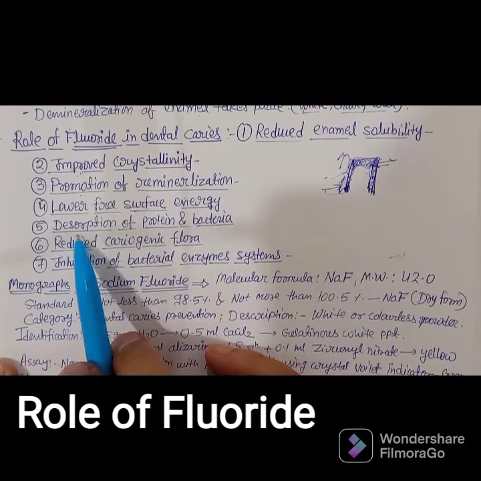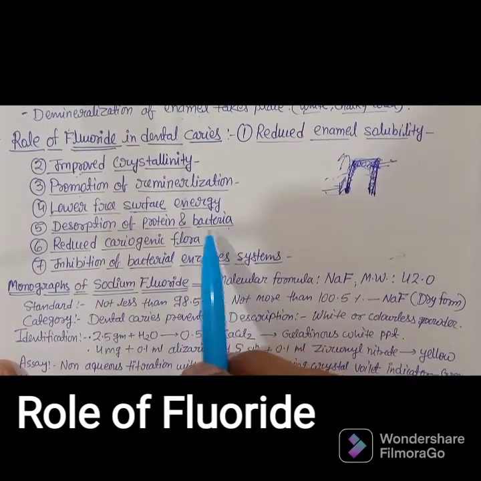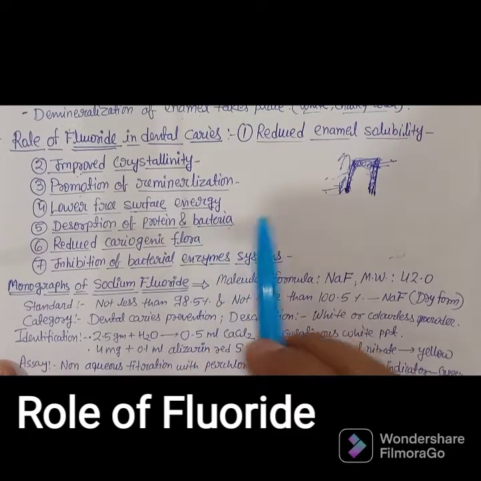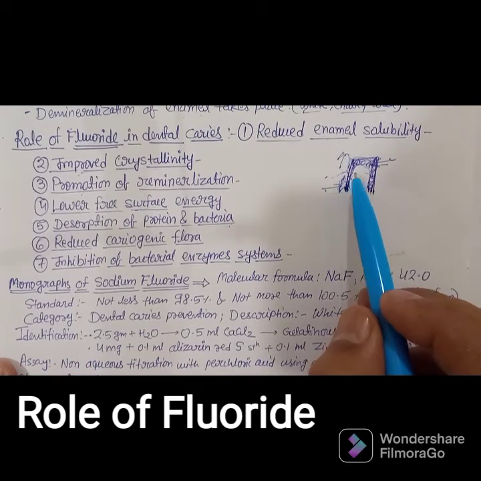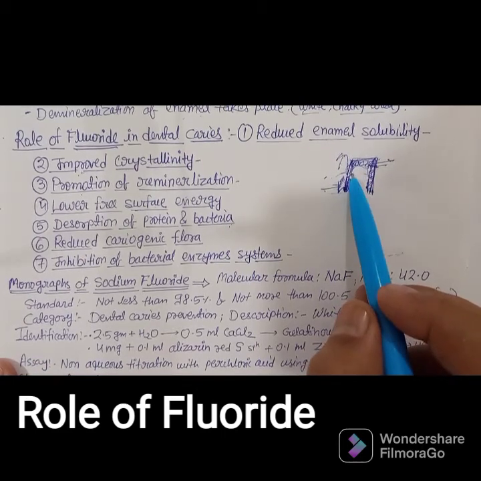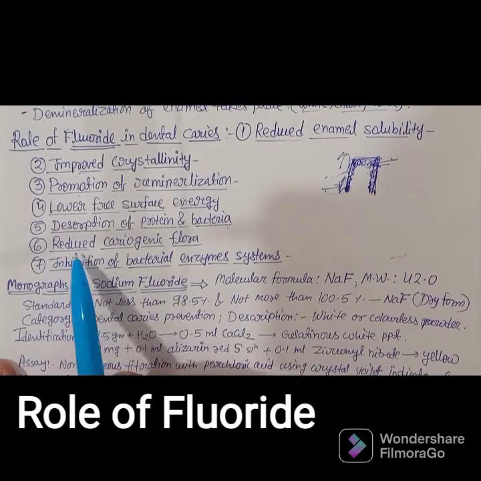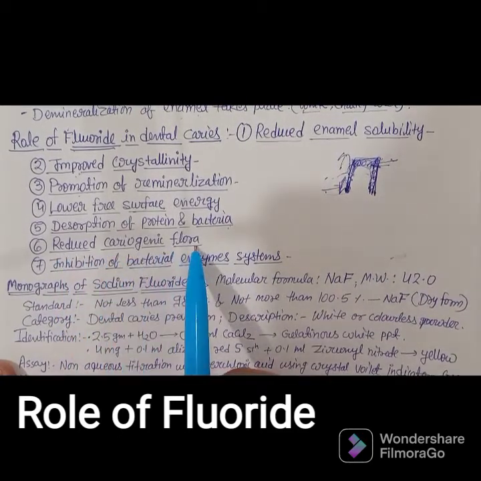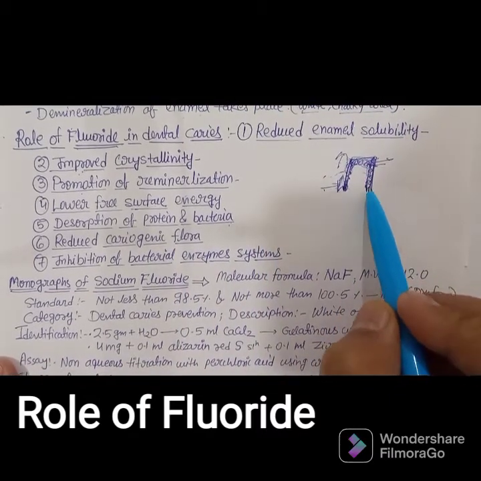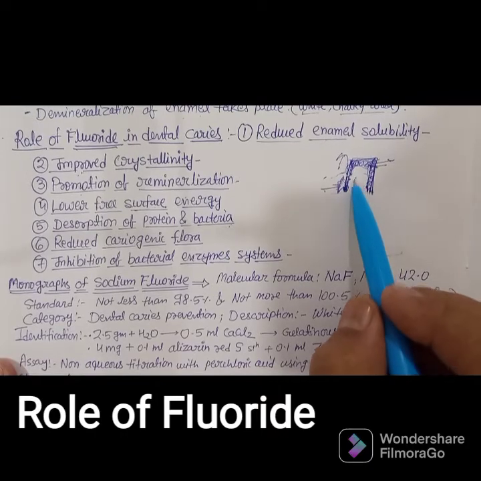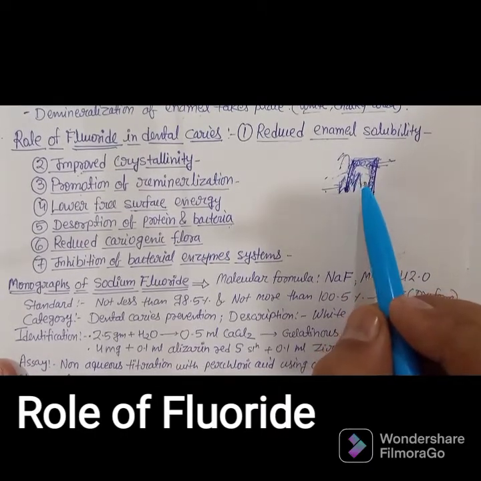Then the fifth one, desorption of protein and bacteria. This is also very important. If the bacterial desorption and the protein desorption take place, the bacteria are not able to function, they will not be able to do their activity, and further the infection is going to reduce. The sixth one, reduced carcinogenic flora, which has carbohydrate or other particles that create the toxicity or degradation of the teeth, and that can be reduced.